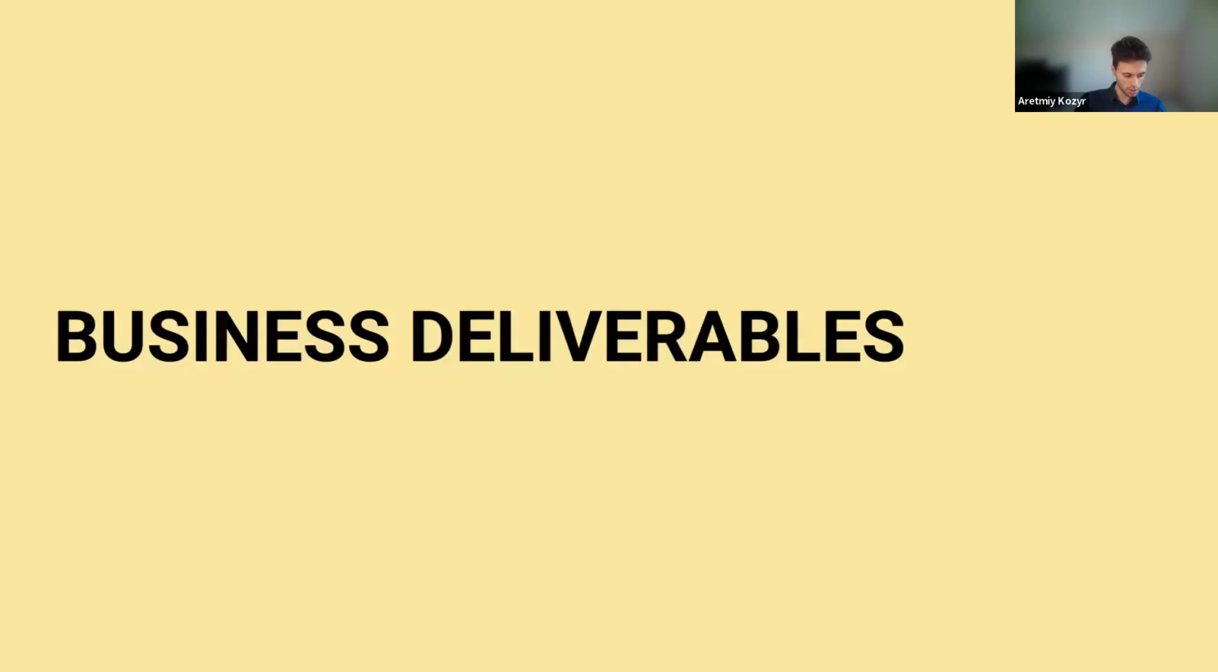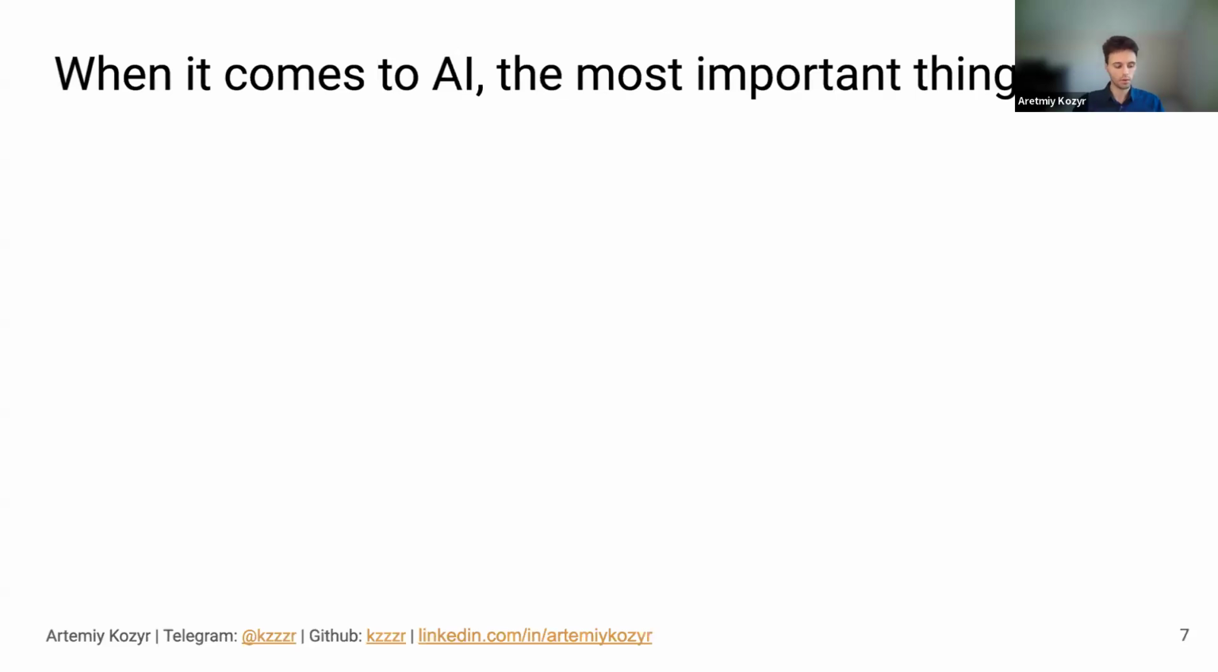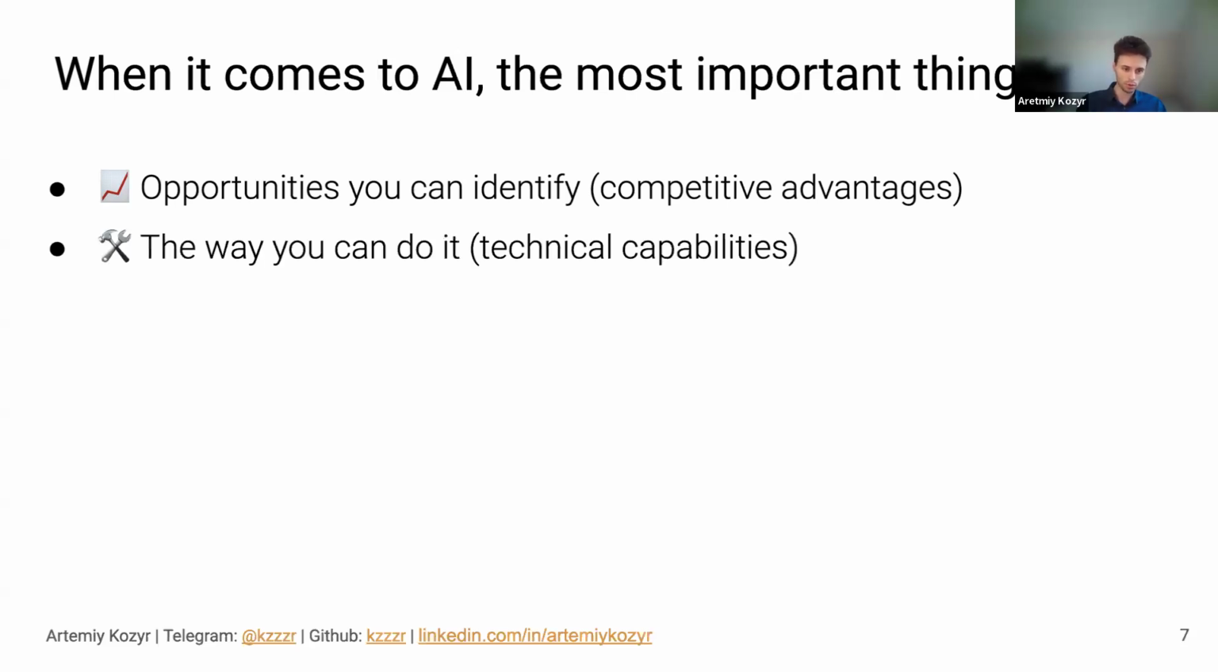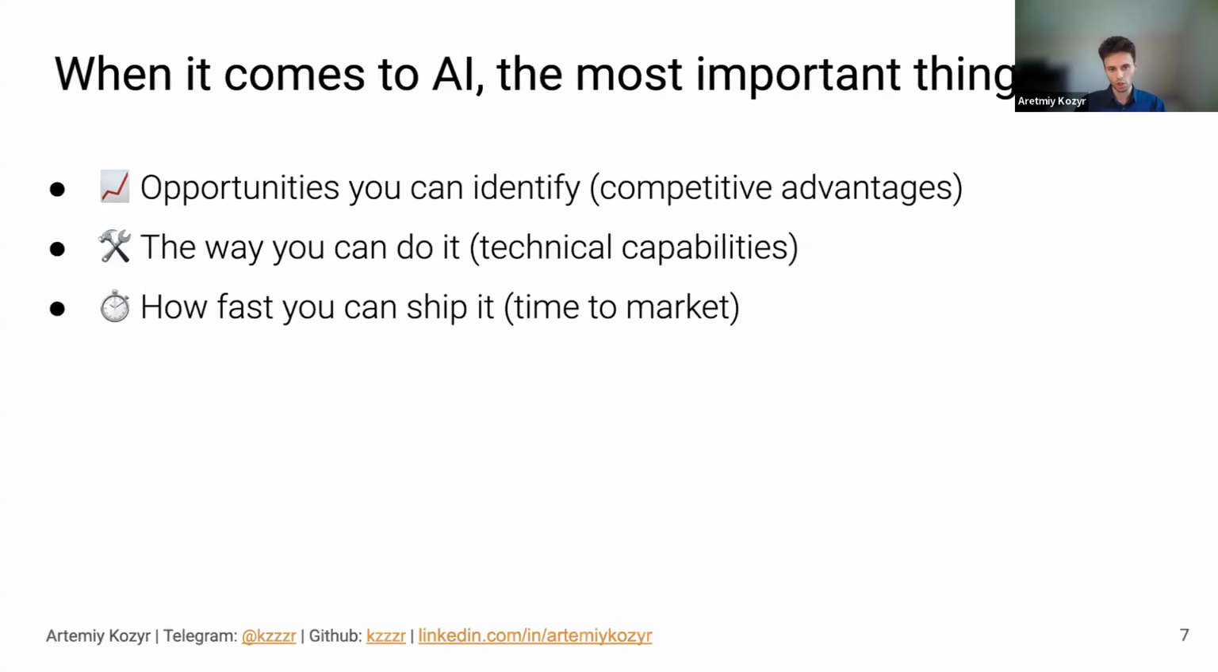So the first section is called business deliverables. When we talk about AI, the most important things for us, I'll name them, is the opportunities you can identify, be it competitive advantages. Secondly, it's the way you can do it. Are there any technical capabilities of achieving these goals, of achieving these opportunities, making them happen? And third, how fast can you ship it? It's about time to market, between the idea and the feature released to production, actually.